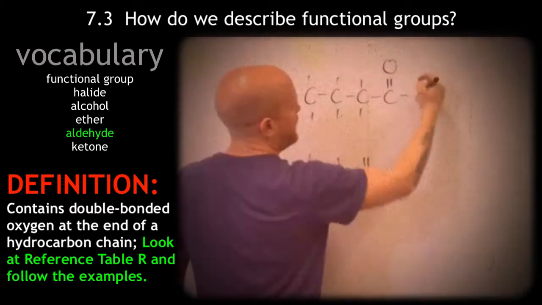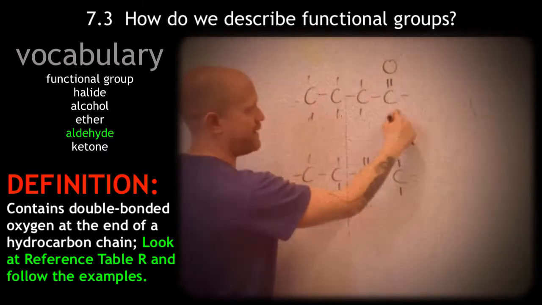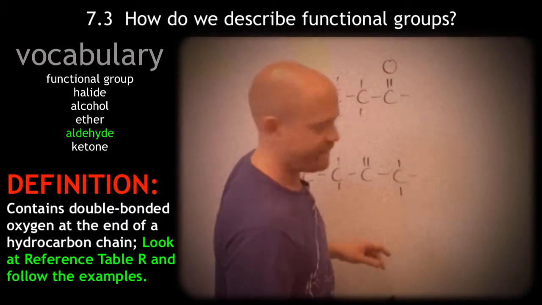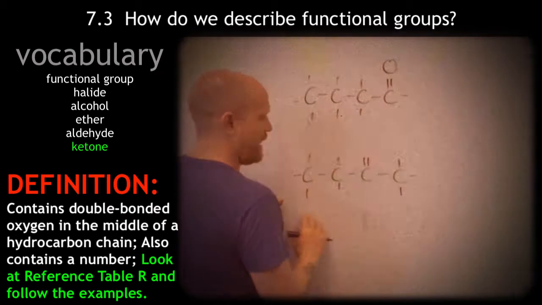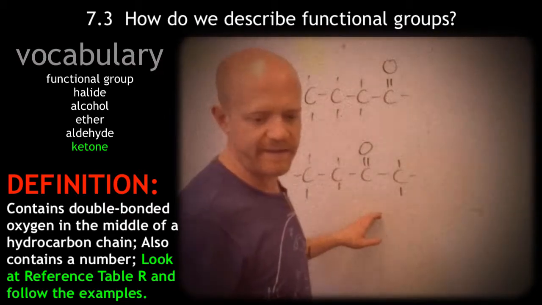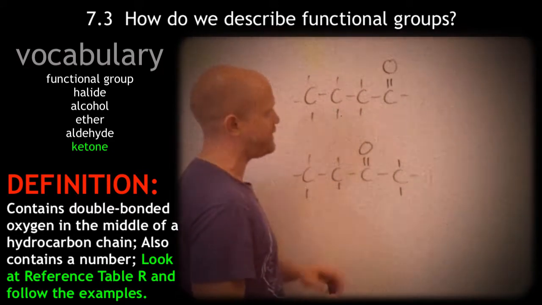So an aldehyde has the double bonded oxygen at the end, can either be here or here. So an aldehyde never has a number. However, a ketone will have a number because a ketone is in the middle, and you have to specify the number of where a ketone is.